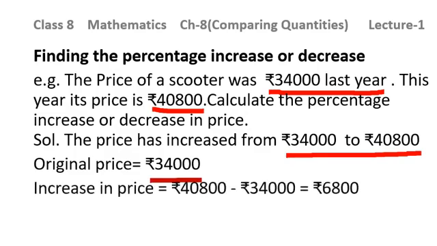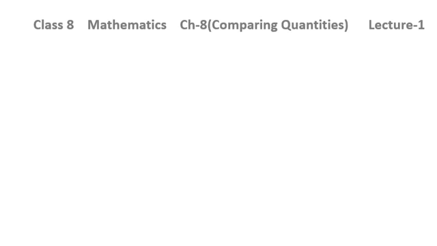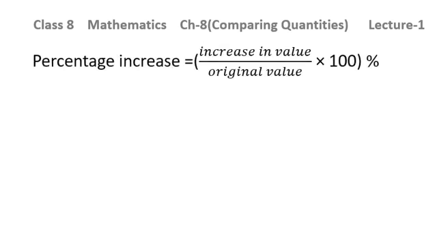To find the increase in price, we subtract the original price from the final price. So 40,800 minus 34,000 will give you 6,800. So this is the increase in price. The formula for percentage increase is increase in value over original value into 100%.